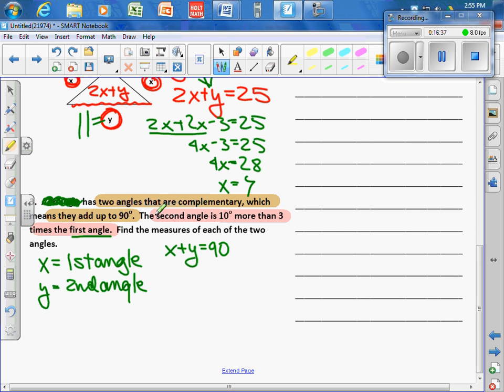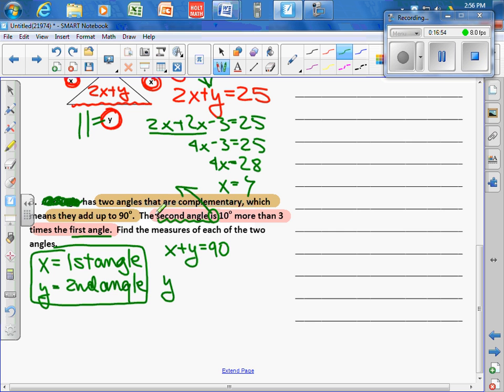Well, what are we calling the second angle? This is really a reason why we need to define our variables here. We're calling the second angle y. Here's the is, circle that so that you know that it's the verb. There's your equal sign. So is the equal sign, so y equals. Now, how would you write 10 more than 3 times the first angle? Well, the first angle we're calling x. 3 times that would be 3x. 10 more than that would be plus 10. So y is equal to 3x plus 10.